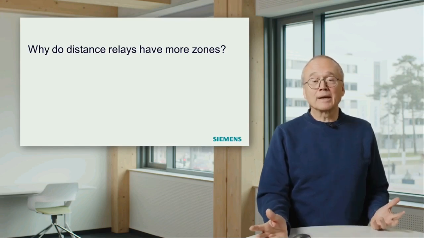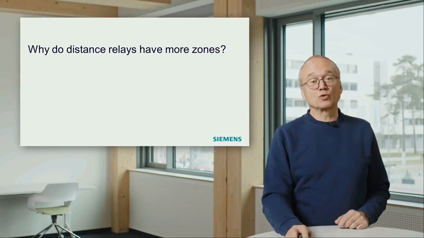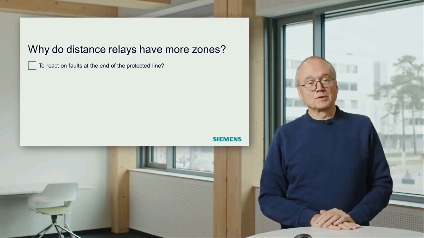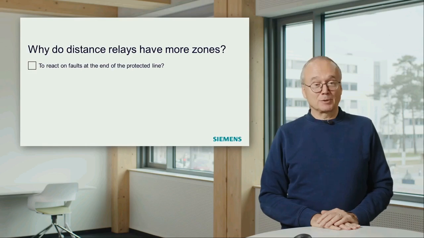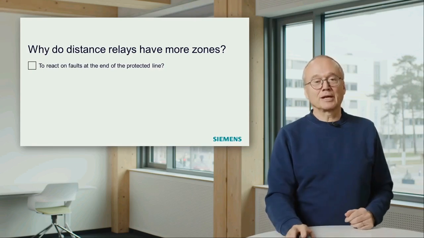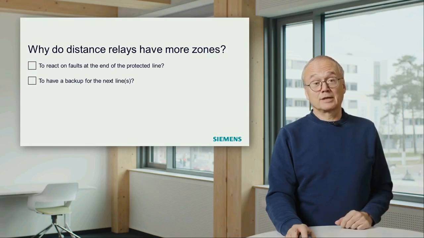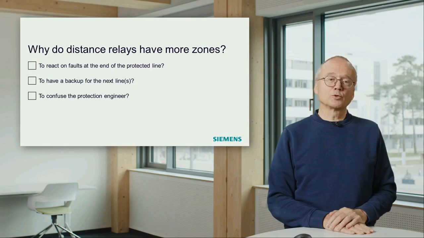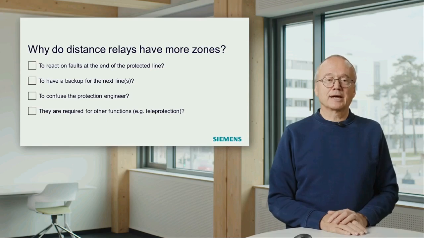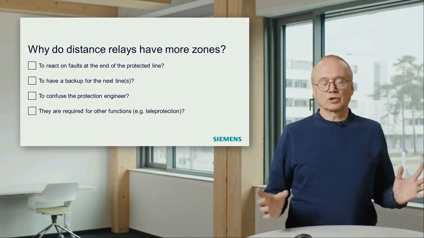And if you look into a manual of a distance relay, you will see many zones. So you might ask the question, why do distance relays have more zones? One possible answer would be to react on faults at the end of the protected line. That is a thing I already discussed. Another option could be a backup for the next line. The reason could be we want to confuse the protection engineer. Or a last thing, these things are required for other functions like teleprotection, auto reclose and whatever.